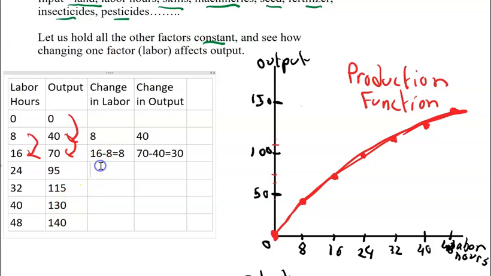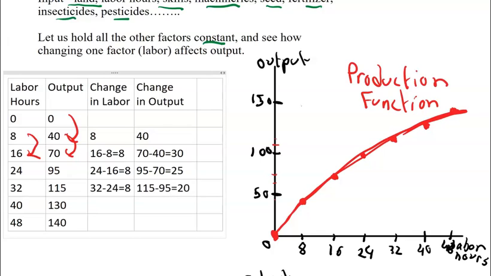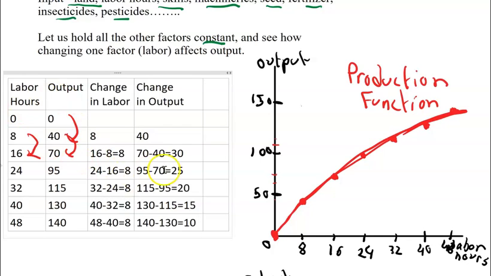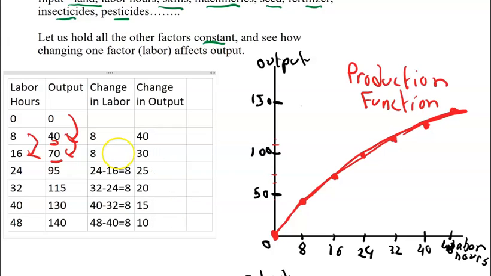The next one is 24 minus 16, which equals 8, and 95 minus 70 equals 25. And then 32 minus 24 equals 8, and 115 minus 95 equals 20. And then 40 minus 32 equals 8. So as you can see, since I've already calculated them, and you know this is the change from this level to this level, let me erase these numbers just to make it easier to see. We are increasing the number of hours by 8, which means that we are adding one additional person to work on the farm.